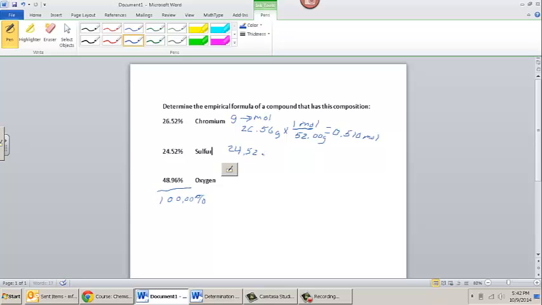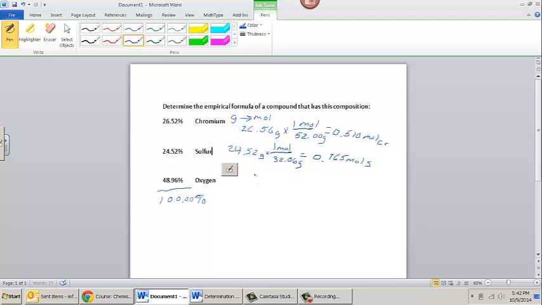And then doing the same thing for sulfur, using its amount, you've got 24.52 grams. We're going to assume that 100 gram sample again, total compound sample. So you're going to multiply it using a conversion factor of the molar mass of sulfur. So that's 32.06 grams. Okay, and when you do that, you'll get 0.765 moles of sulfur. So again, this is moles of chromium, and this is sulfur.